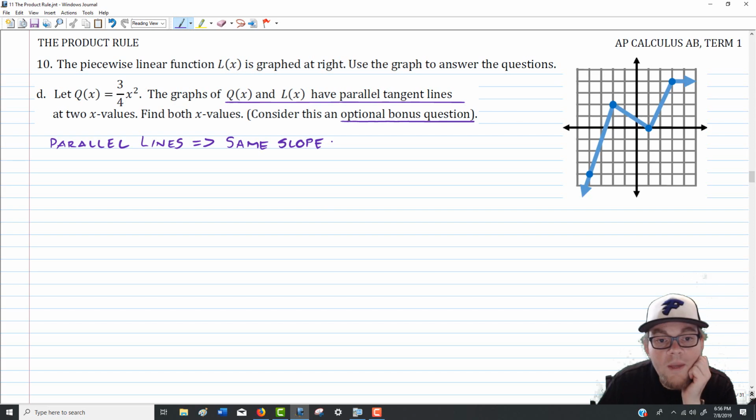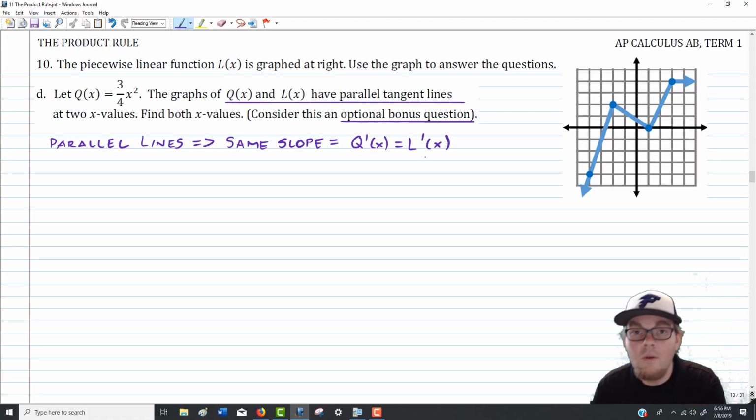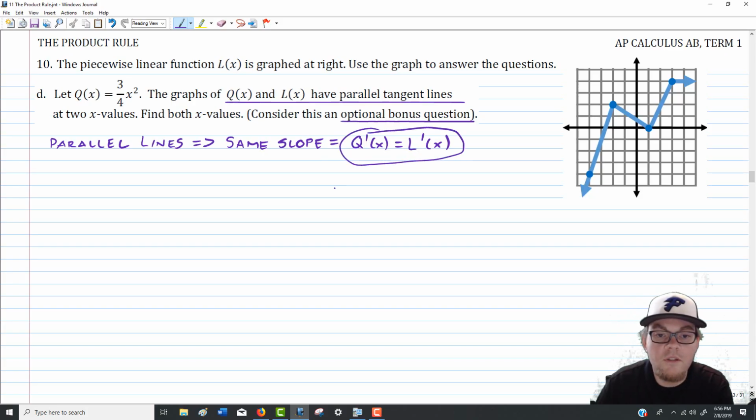So same slope, in calculus terms, is equivalent to the derivatives, q prime of x and L prime of x, being equal. So what we want to do is solve this equation. We want to figure out when that is true. A couple of these pieces could be easy. In other words, we need to know what q prime is and what L prime is.